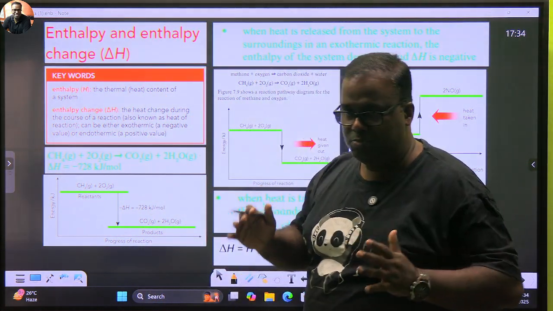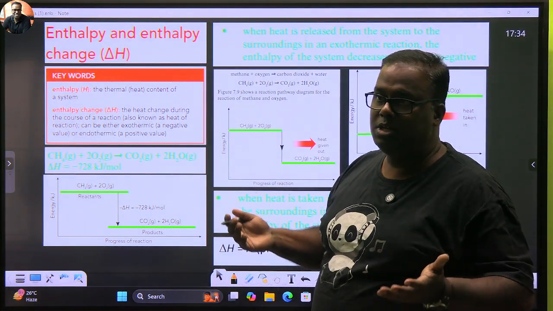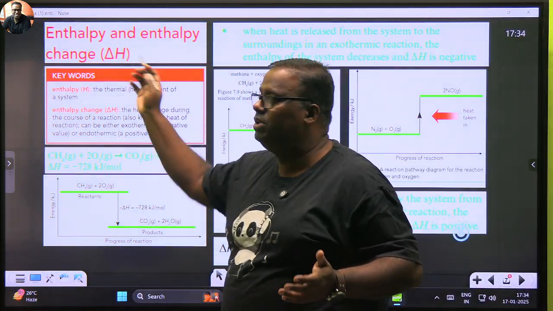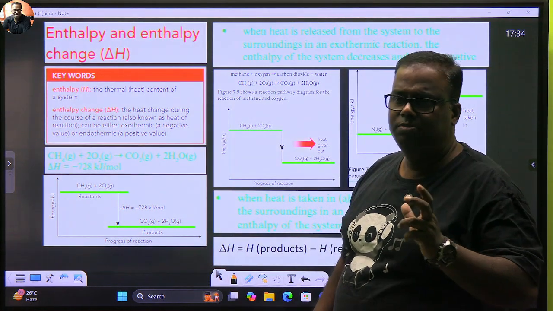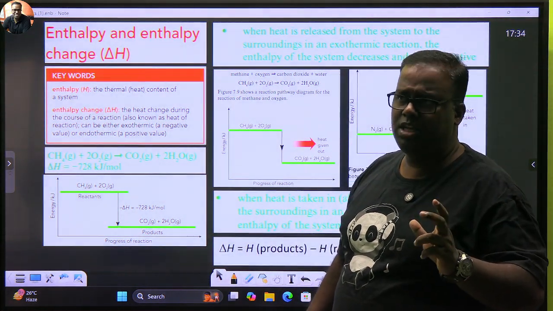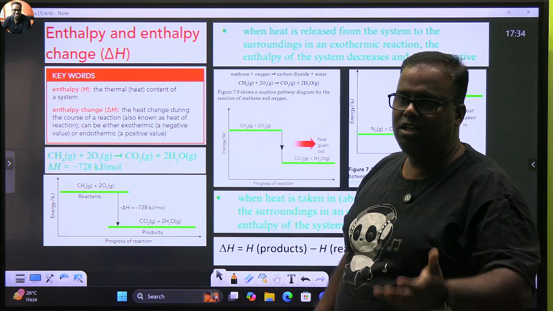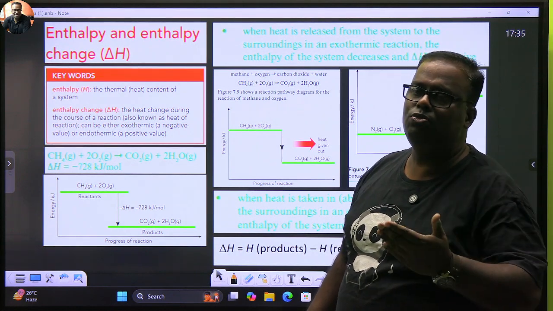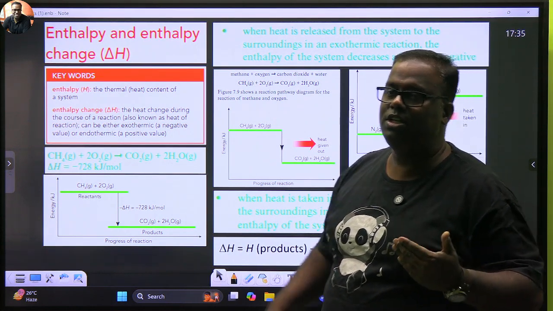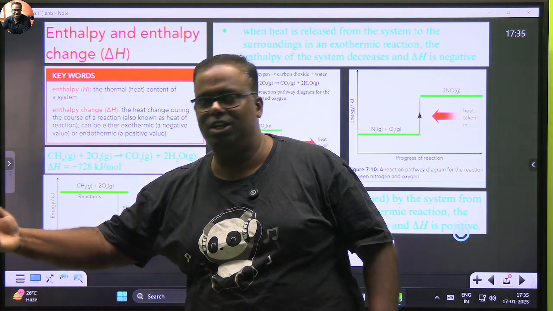In this particular chapter, as well as in chemical kinetics and all, we will be dealing a lot with delta H. Delta stands for change. Say final velocity V2, initial velocity V1. What is the change in velocity? Delta V. Delta V means final minus initial.